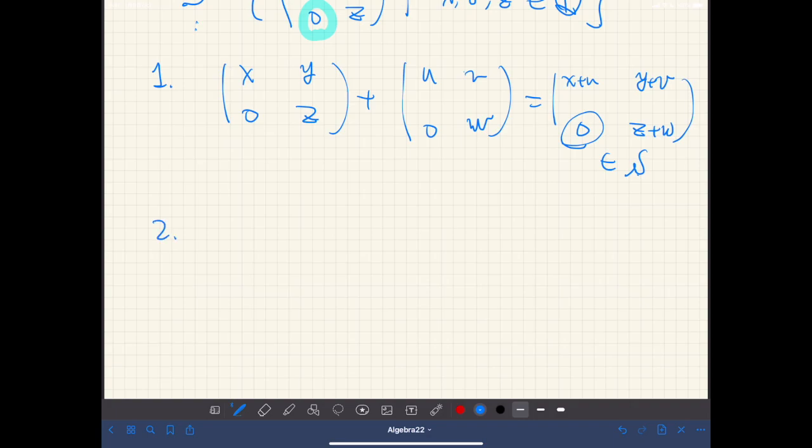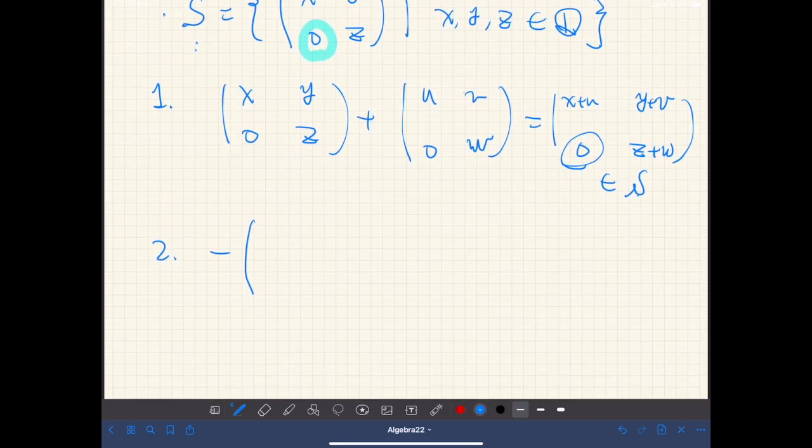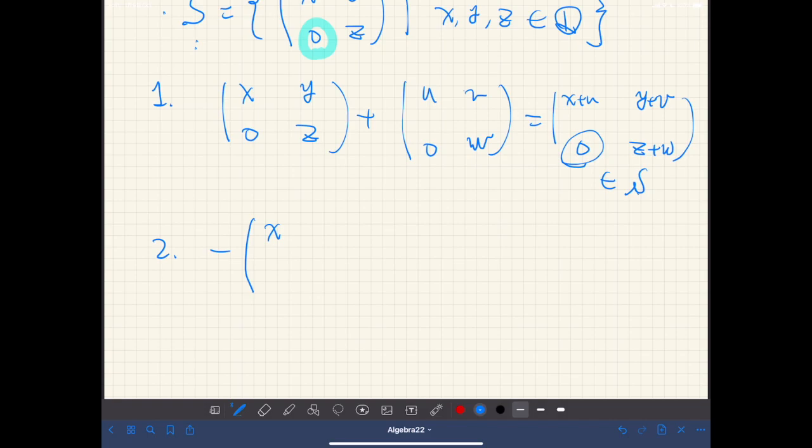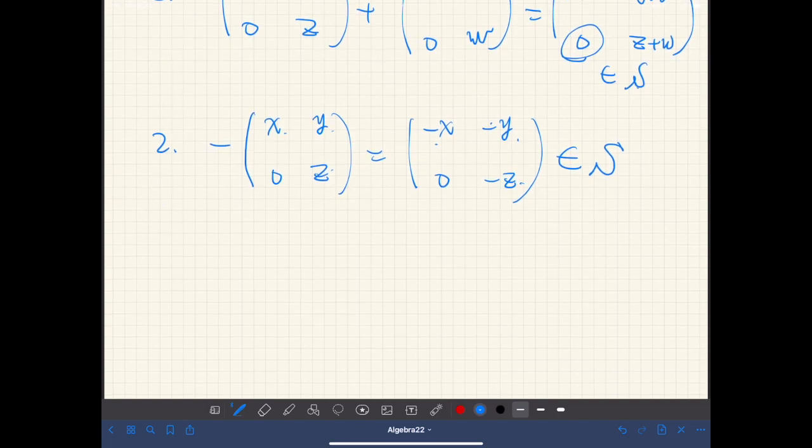And the second condition is: is the additive inverse a member of this subset? The negative of this matrix is negative x, negative y, 0, negative z. And of course, negative x, negative y, negative z are all rational numbers, as long as x, y, z are rational numbers. Therefore, this matrix is an element of the set S. So the additive inverse is always included in S.